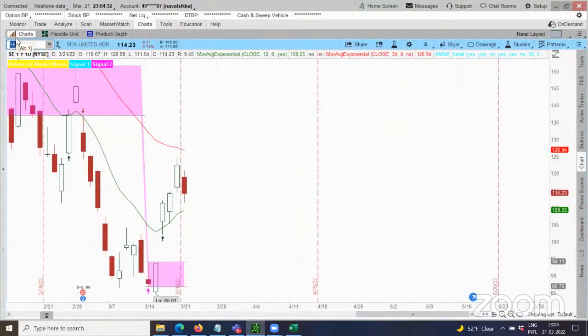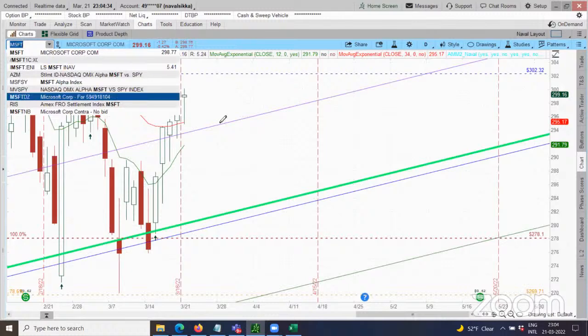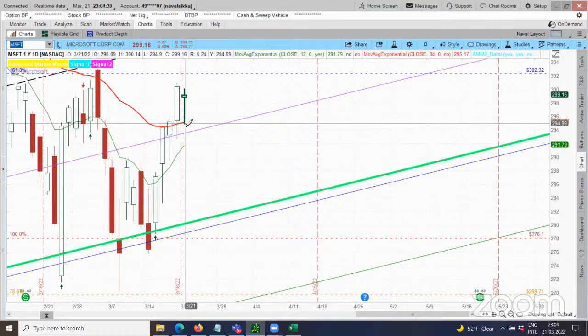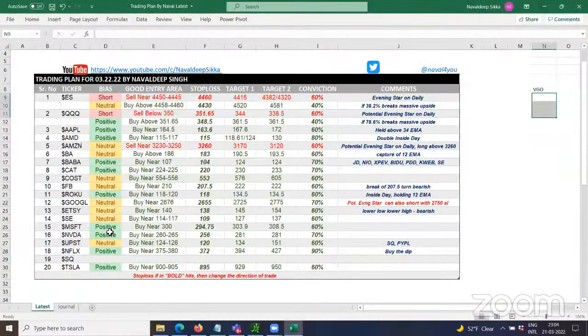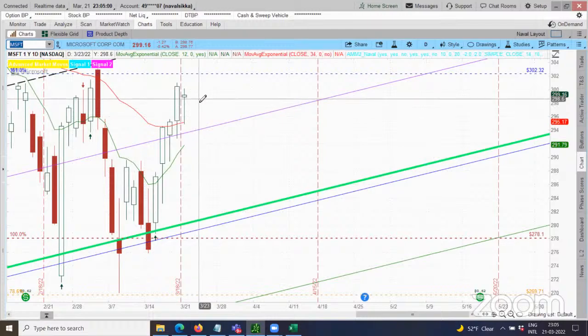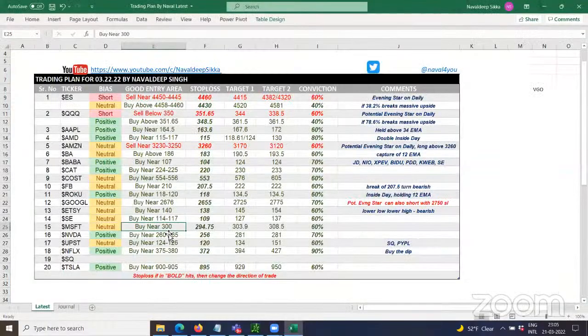Microsoft. Today, Microsoft saw some resistance. Again, it's making an inside day. It tested that 295 area for a confirmation. So till the moment 295 area is held, I think it's a good stop loss. So if you're in Microsoft, again, I'm neutralizing it. It's not positive. Stop loss is 294. But I would like to buy this at around 298 area, buy near 297, 298.